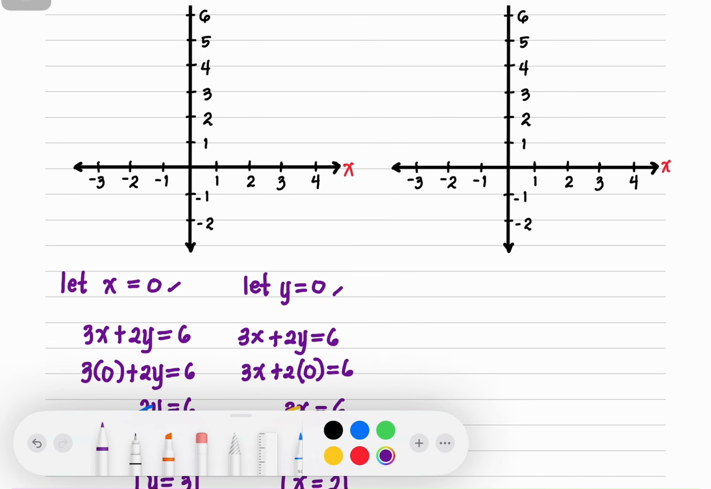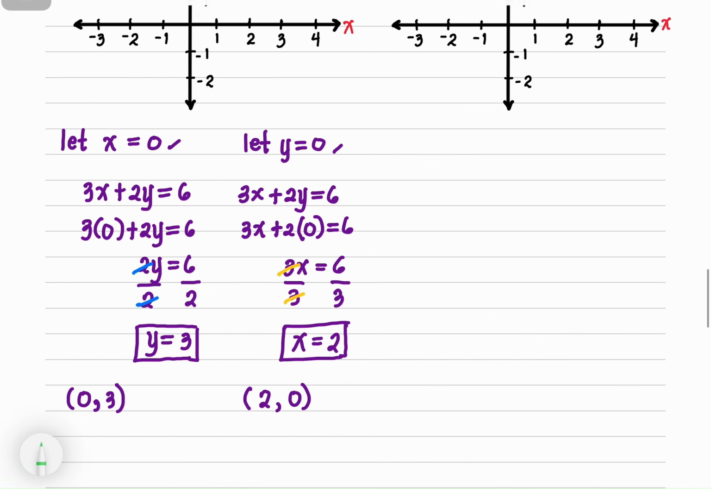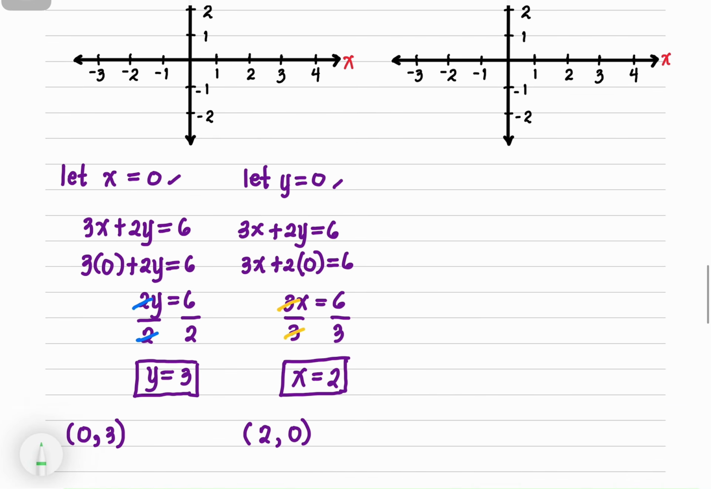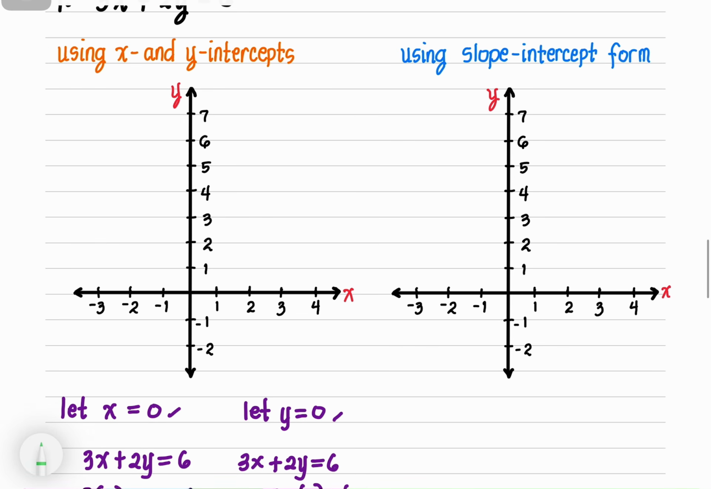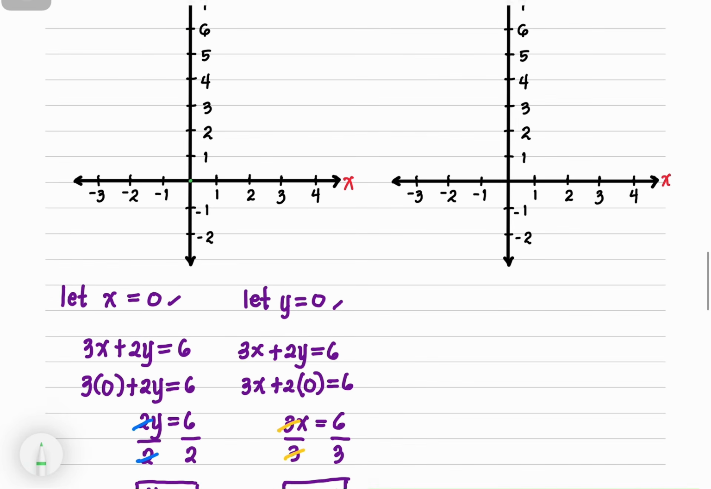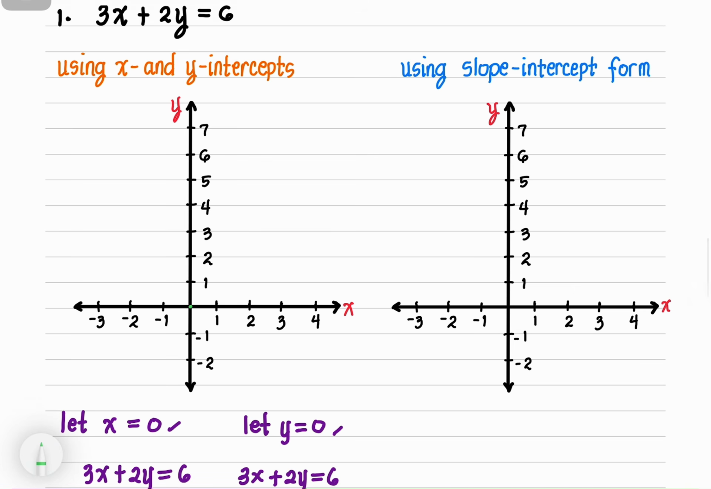Okay. So, we have 0, 3. So, ang ating point is 0, 3. Nasaan ba yon? Ang x natin ay 0. So, nandito siya. Ang y natin is 3, right? Okay. Ito yung ating y-axis, no?